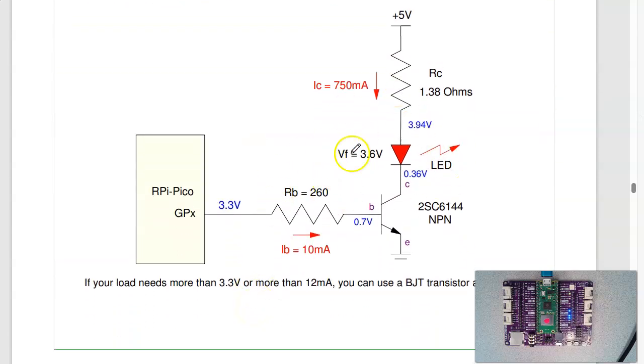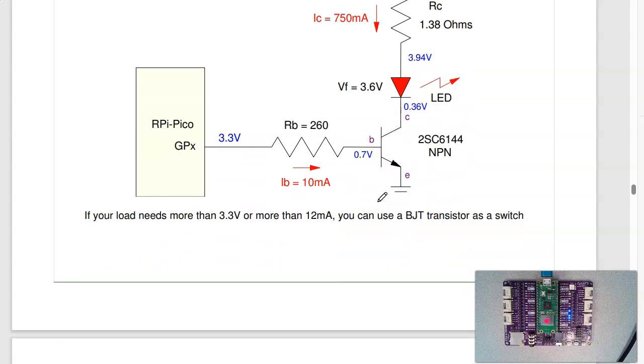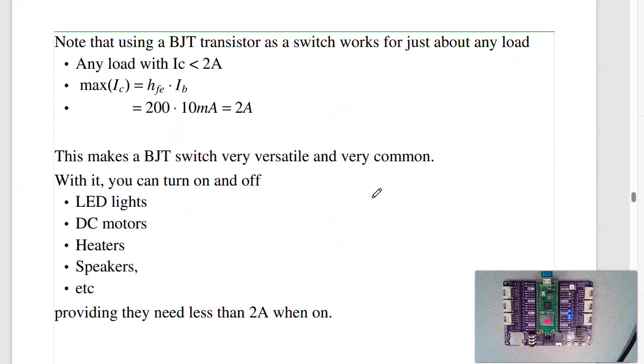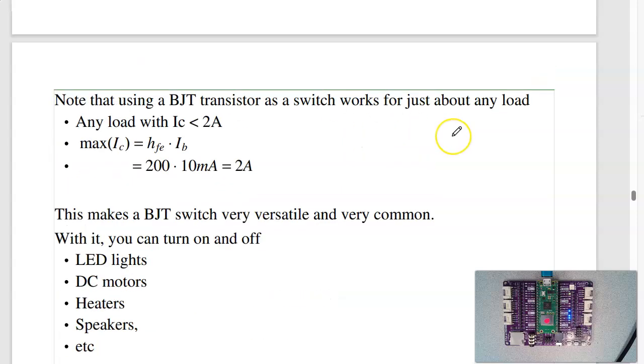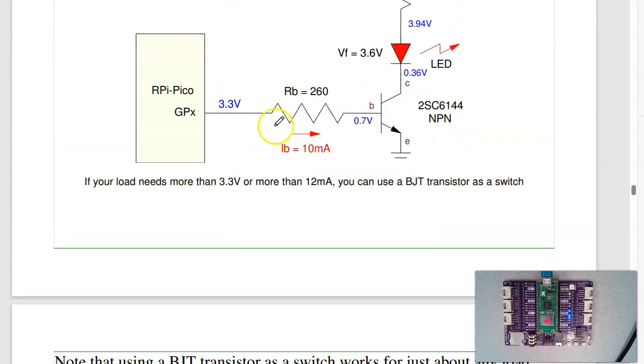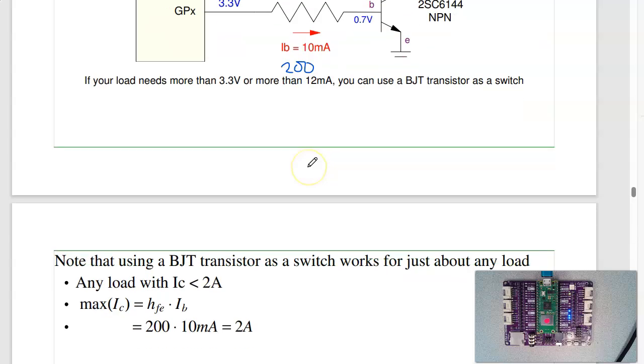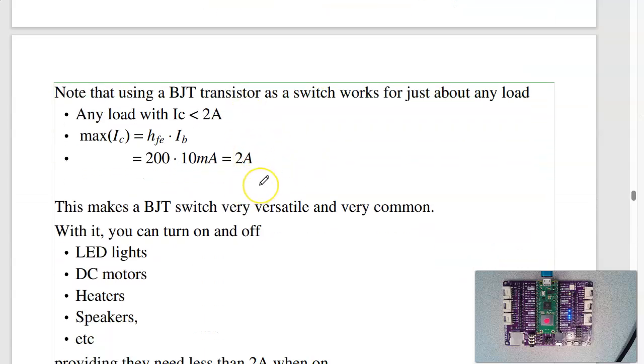So there's the circuit that turns an LED on and off. And note that this is actually pretty generic. As far as the transistor is concerned, it will turn on and off any load as long as the current here, IB times beta, which is 200, is more than IC. 200 times 10 milliamps is 2000 milliamps, 2 amps. This will drive any load that needs less than 2 amps.